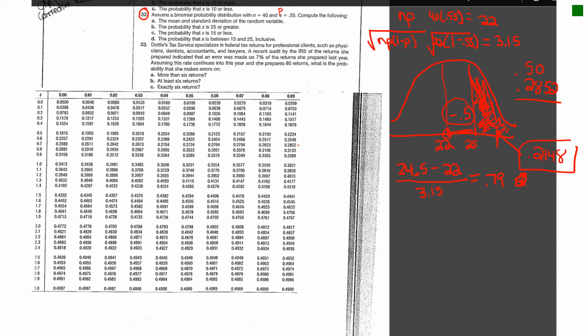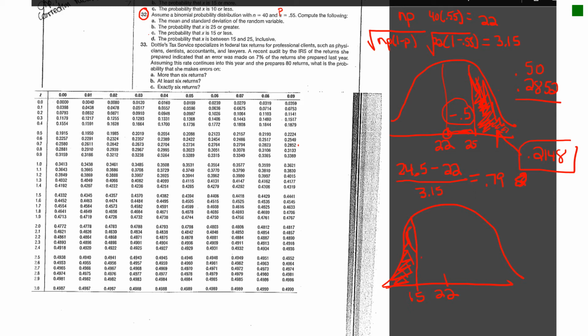All right, so let's show you how that works in letter C. It says the probability that x is 15 or less. So I'm going to go ahead and draw my curve again down here. 22 is the mean. 15 is right there. Draw my line. 15 or less. So think about it. We don't want 0.5 to be in that area. So at 15, think real quickly, am I going to add or am I going to subtract 0.5?